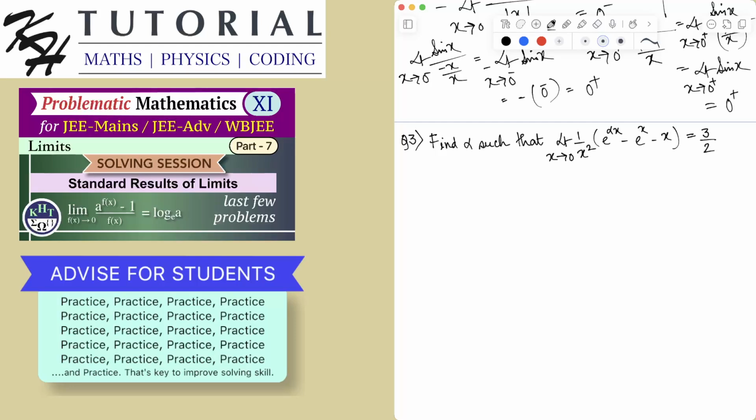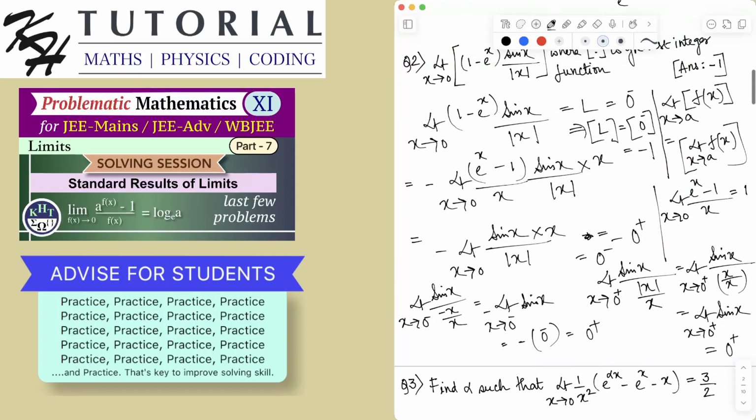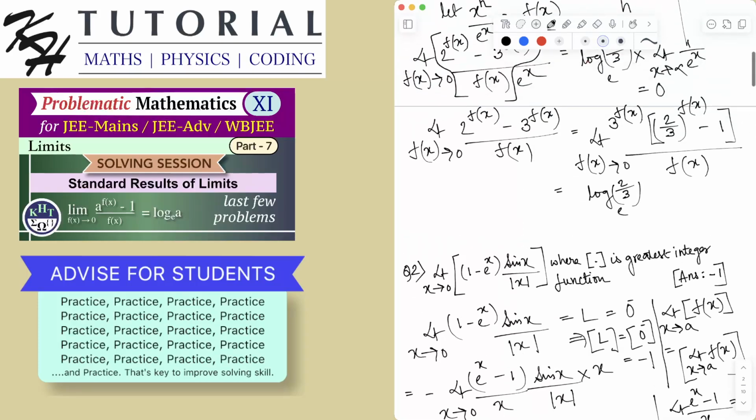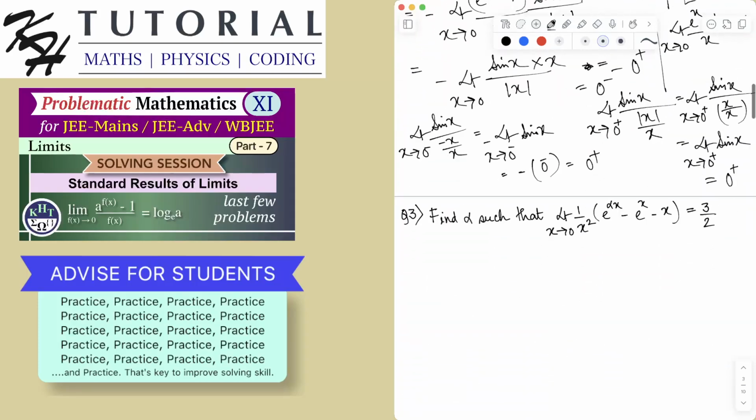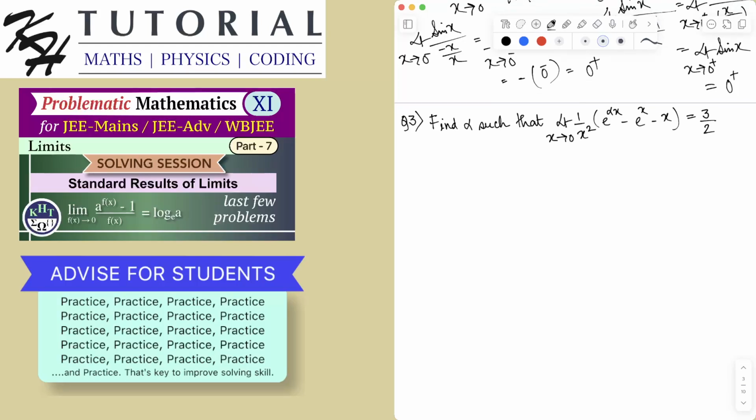Now obviously this is very easy if you use L'Hopital's rule, because clearly we can see it is of the form 0 by 0. I think it will be a very bad idea if I try to solve this problem using the standard exponential result of a to the power alpha x minus 1 divided by f x equals log a. I will not solve it that way because it can be easily solved with L'Hopital's rule. Let's try to solve it using L'Hopital's rule.